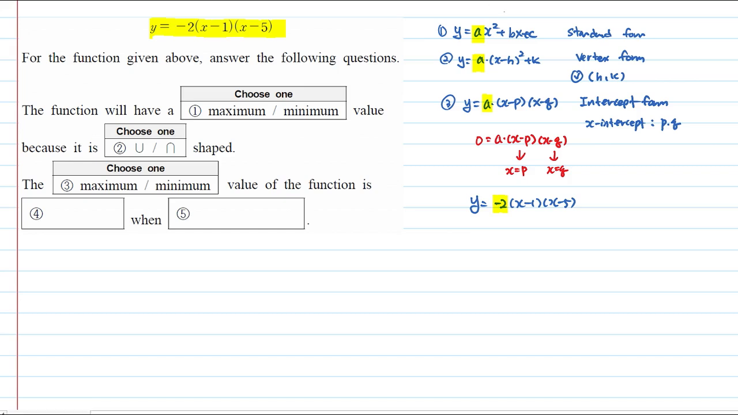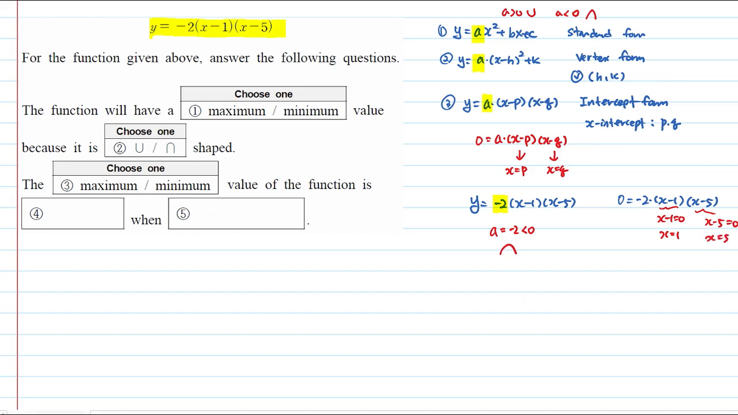Now, you know that when a is greater than 0, it's U-shaped. When a is less than 0, it's upside down U-shaped. Our a value is negative 2. That is less than 0, so we know that it's upside down U-shaped. By looking at the equation, you should be able to tell what the x-intercepts are. But we set y equal to 0. That's negative 2, x minus 1, x minus 5. We set x minus 1 equal to 0 to find x equal to 1. Second one equal to 0, x is equal to 5.